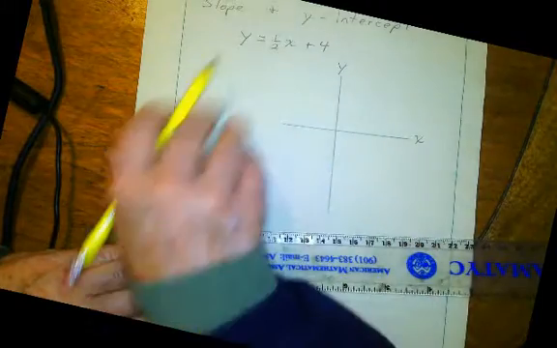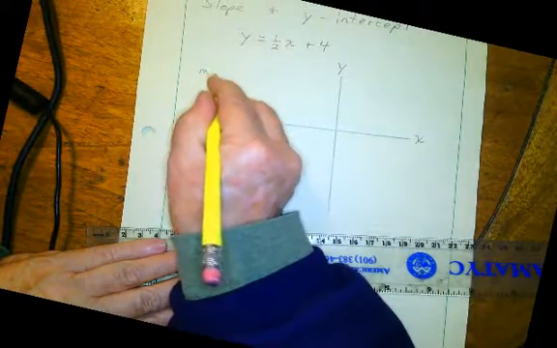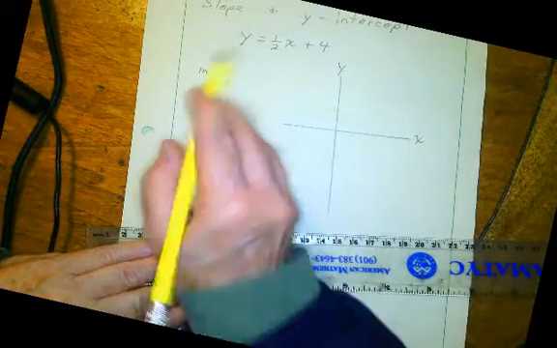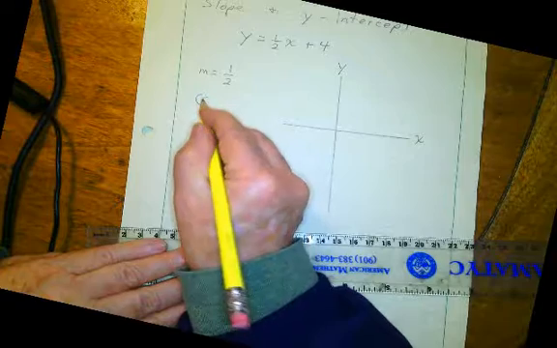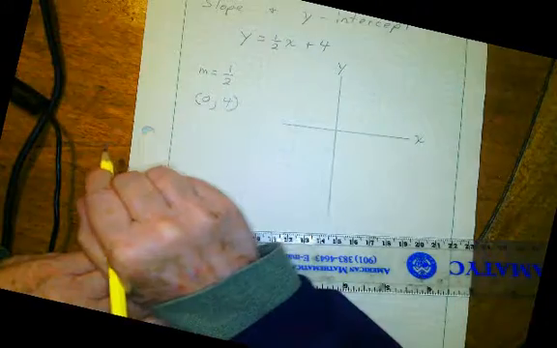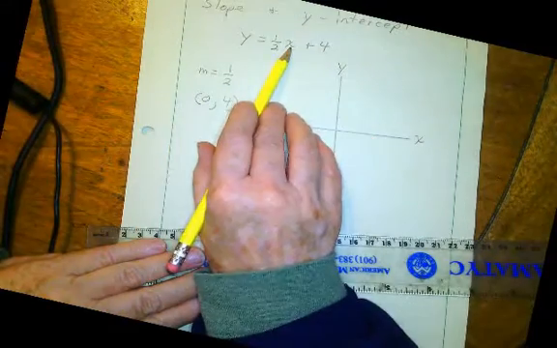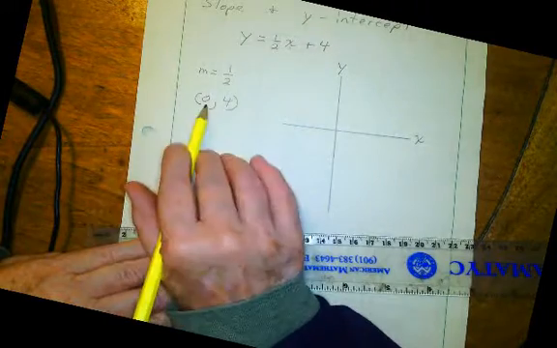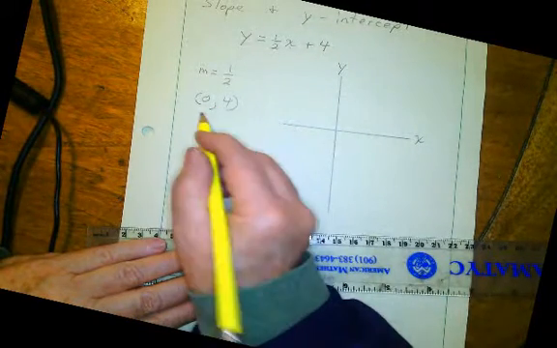And on this one, I can just read it off. The number in front of the x is my slope. We often use the letter m to designate that. The last number gives me the y-intercept, 0, 4. You can see this if I plug 0 in here, this whole term will get wiped out and y would equal 4.